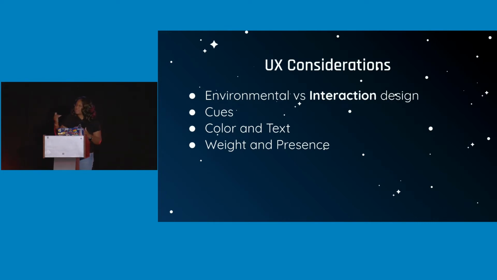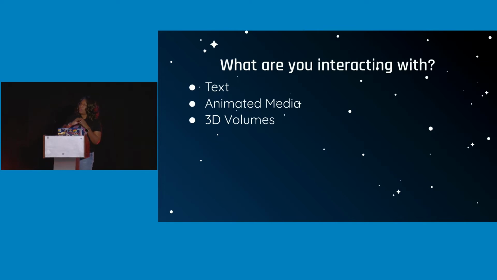And you also really want to think through interaction design, because we have a variety of interaction types at our disposal with a mixed reality environment that we just don't have on the web or on mobile. And so one of the things we want to think about are, what are we interacting with? We may have some text, but we may also have some animated media, and we might also have some 3D volumes. And so with any of these, you want to think of the positioning of your objects relative to the user's position and the camera.